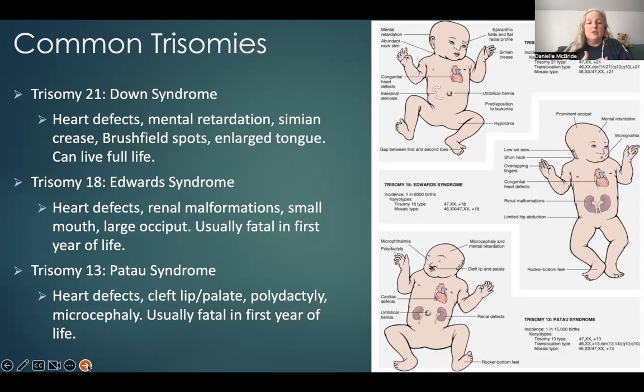Our other trisomies are not usually conducive with life. So trisomy 18 is Edwards syndrome, and trisomy 13 is Patau syndrome. These babies don't usually survive, sadly.